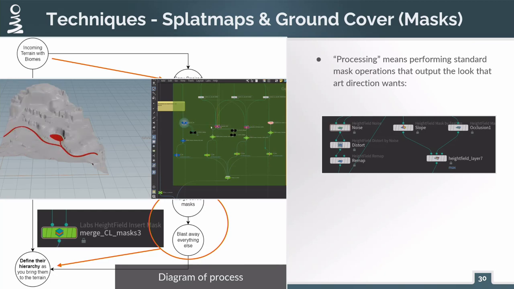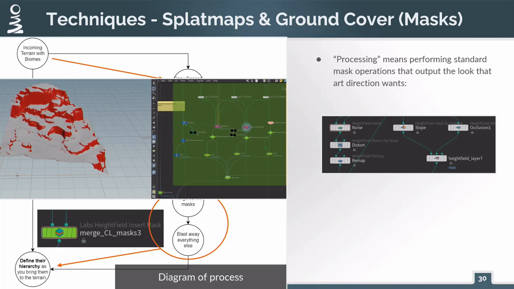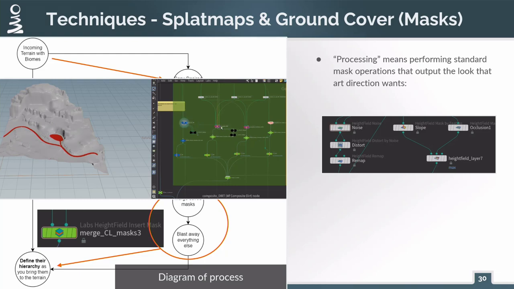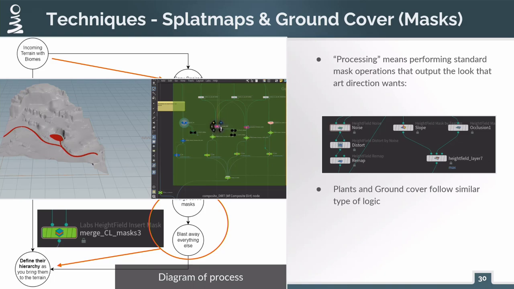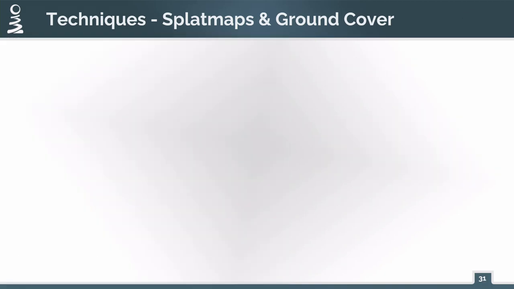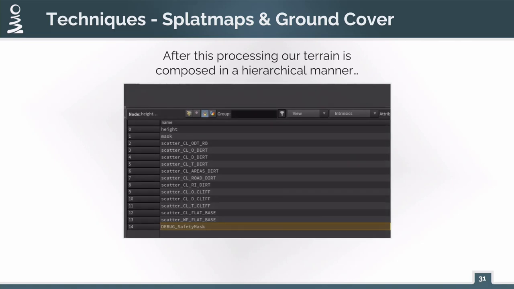Processing, again, means just standard mask operations that I used in order to get to the final look. There's tons of resources that are way better than me in teaching you how to use these more efficiently. And yeah, plants and ground cover, again, you need a mask with a detail in order to get them into the engine. After processing our terrain in such a manner, we have a very neat hierarchy where we decided which layer is going to be on top and which one on the bottom.